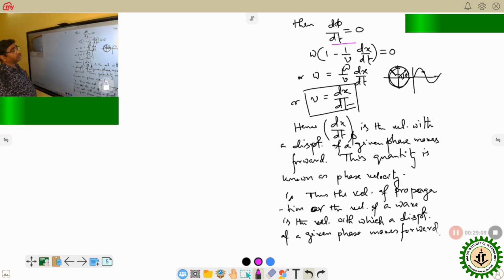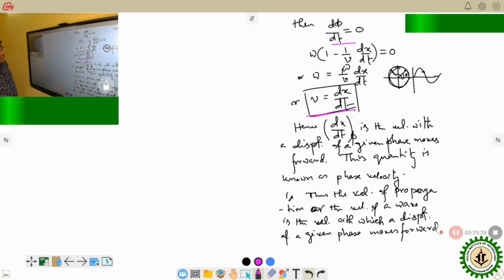Okay, so the same way we have written down here, and from where we have obtained that omega equals... omega can be multiplied on both sides. Then omega equals omega by v into dx by dt, and v equals dx by dt. Okay, this is the scenario.